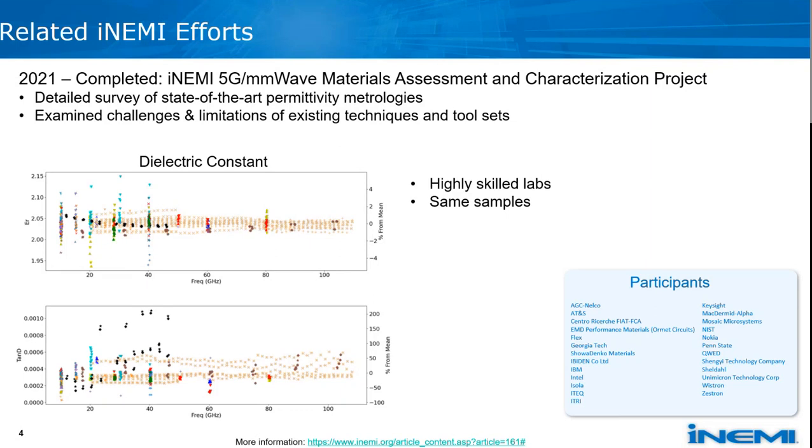And you can see from this data that there's something on the order of plus or minus 4% difference in the results that we got from, again, the expert level labs. And so what this told us from this study is that the state-of-the-art metrologies that we have today aren't really good enough moving forward. We've learned to live with this kind of variability, but moving forward to get more accurate designs and higher performance, you really have to have metrologies that are better than this.